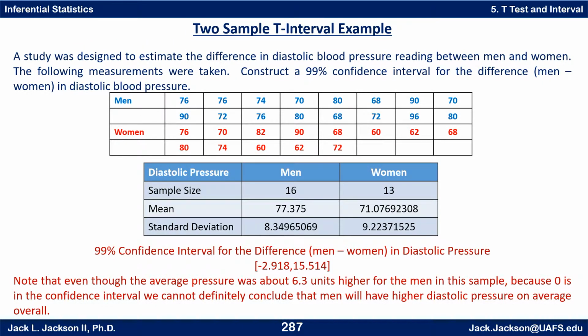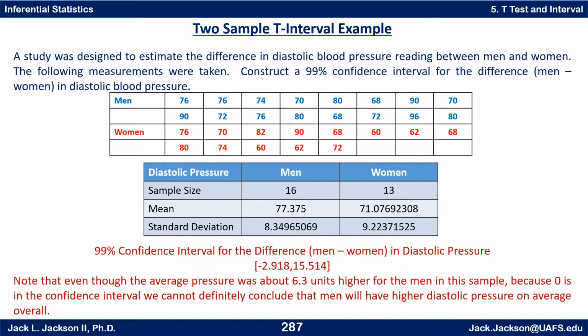So here's kind of a summary. The diastolic pressure, we have the sample size, the mean, and the standard deviation. Put that together in a table for men and women. And you can see those numbers there with all the digits displayed by your calculator. A 99% confidence interval for the difference, men minus women, in diastolic pressure is that. So notice the confidence interval is for the difference in values, not for, say, just men or just women or even together.